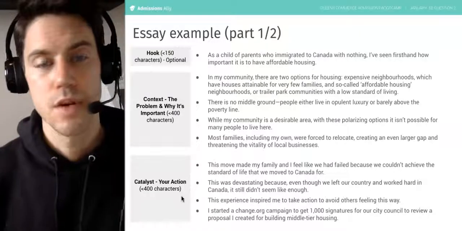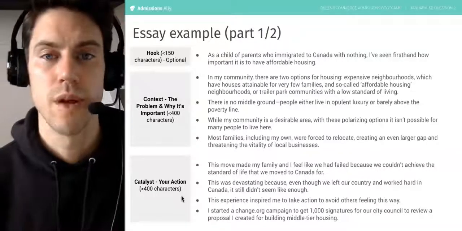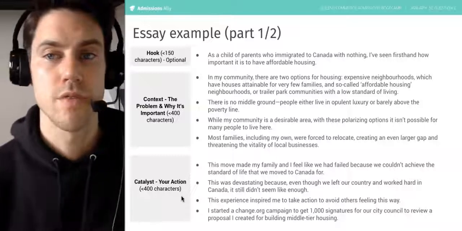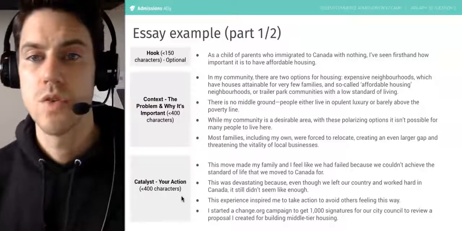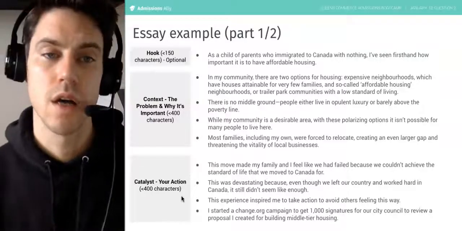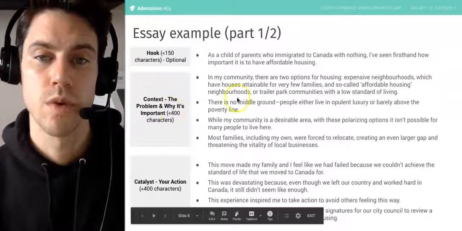We actually did put a hook just for reference. So as a child of parents who immigrated to Canada with nothing, I've seen firsthand how important it is to have affordable housing. In my community, there are two options for housing. This is the context and why the problem is important.